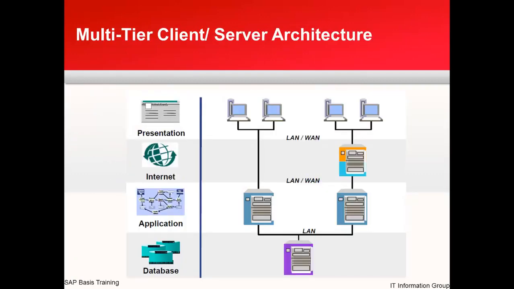Okay, this is showing you an overview of the multi-tier client server architecture. At the top layer you can see the presentation layer where you have your PCs, monitors, laptops, and iPads. Below that you have your internet facing layer. It could be your ITS, that is the Internet Transaction Server, or a web server. Behind that is your application server, which is the SAP application server, and below that is the database server.